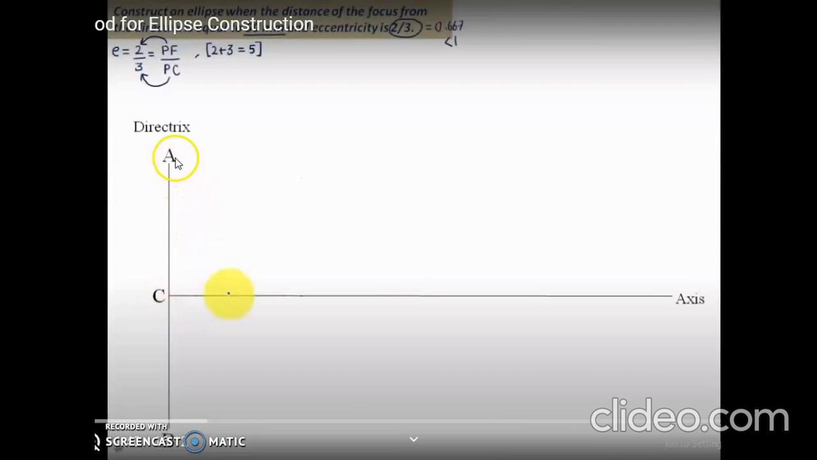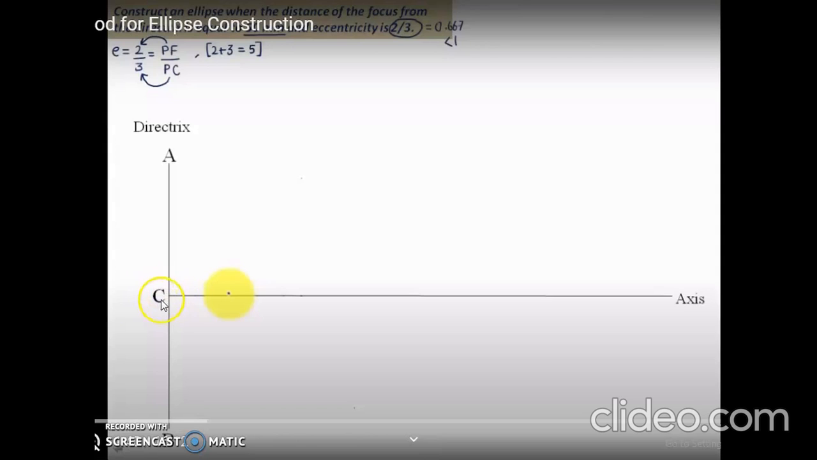After that, this is our directrix line. AB is nothing but the directrix line. On this directrix line, mark a point C anywhere on the line. So we can mark it here, wherever it is. Mark a point C on the directrix line.